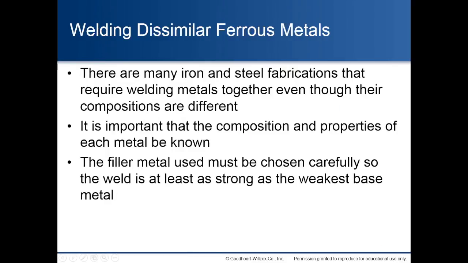Welding dissimilar ferrous metals. There are many iron and steel fabrications that require welding metals together even though their compositions are different. It is important that the composition and properties of each metal be known. The filler metal used must be chosen carefully so the weld is at least as strong as the weakest base metal.